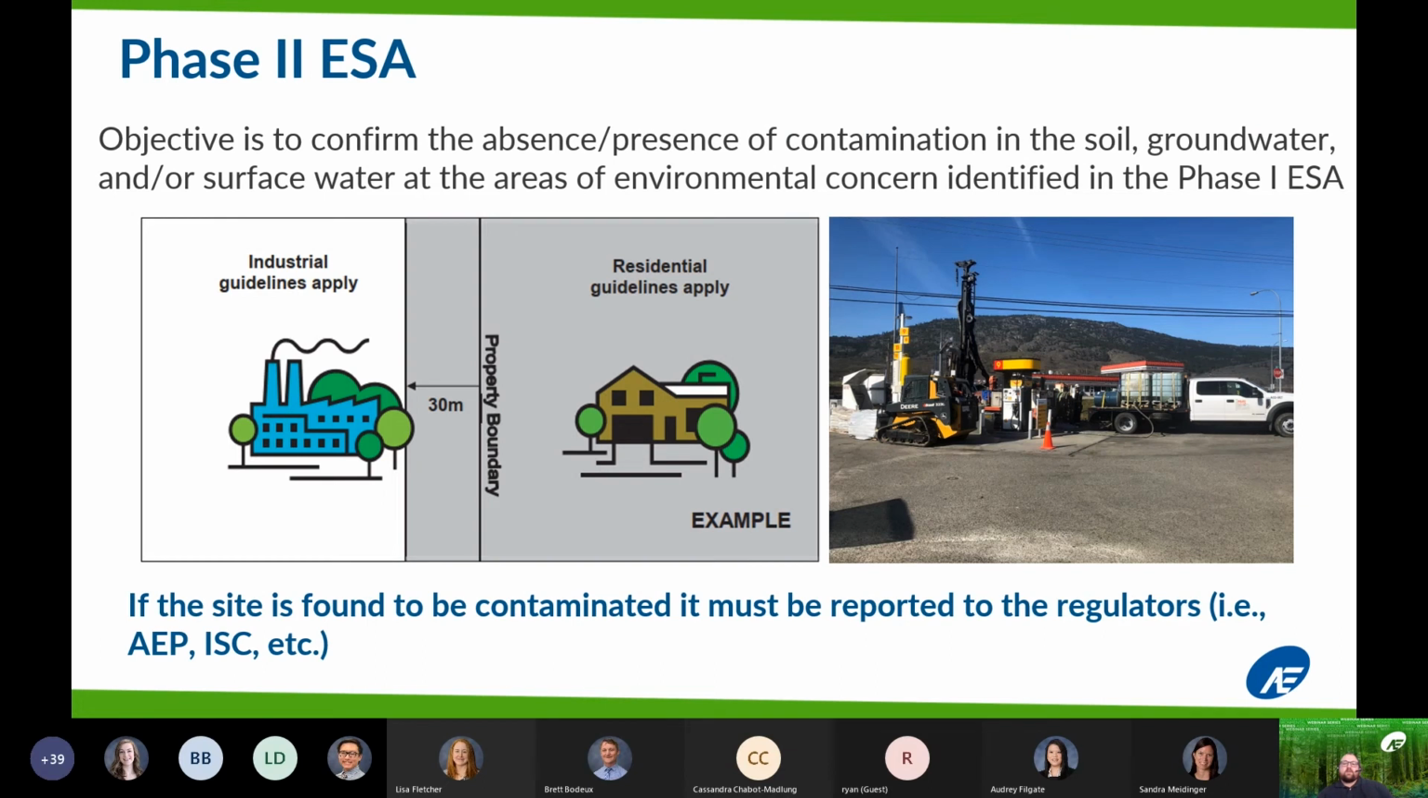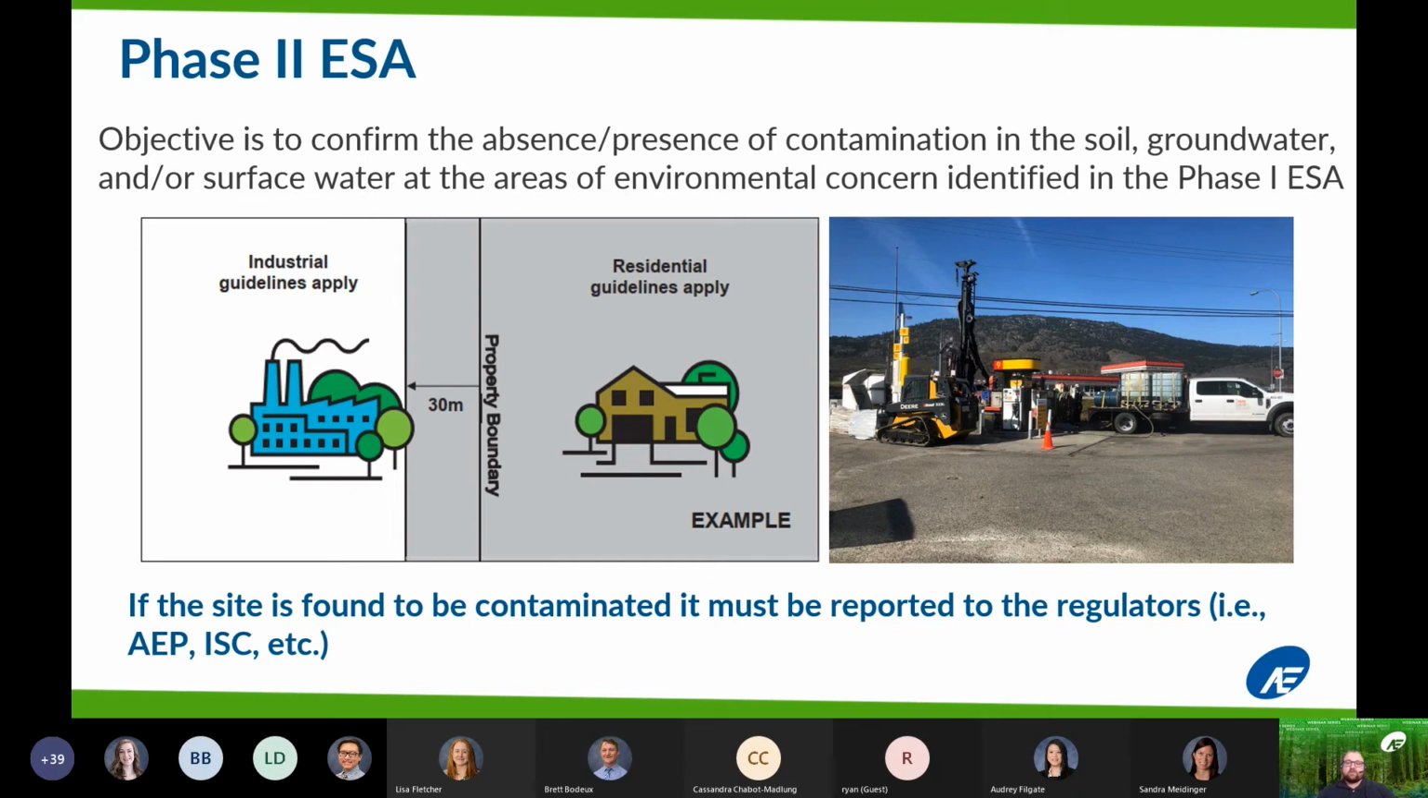So now that we've identified our APECs and the potential contaminants of concern, we move into a Phase 2 ESA to characterize the project area. This involves a collection of soil, groundwater, and surface water samples for laboratory analysis. Results of the laboratory analysis are compared to the appropriate regulatory guidelines, including factoring in soil grain size, land use, and neighboring land uses. Based on the results, it may be recommended that no further action is required, or it may be determined that further work is required to delineate the contamination.